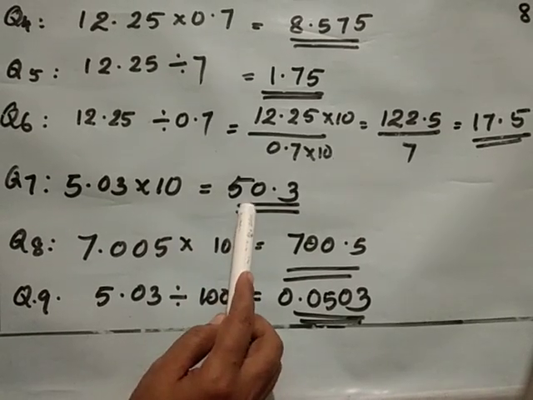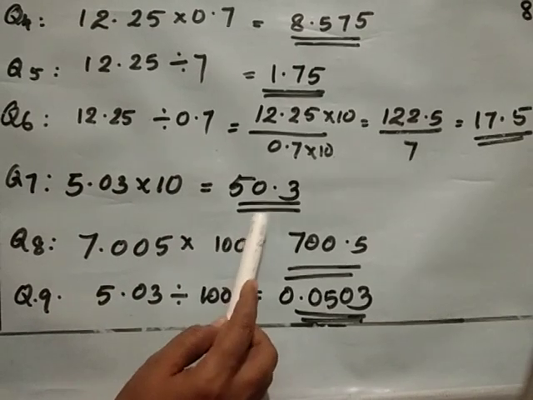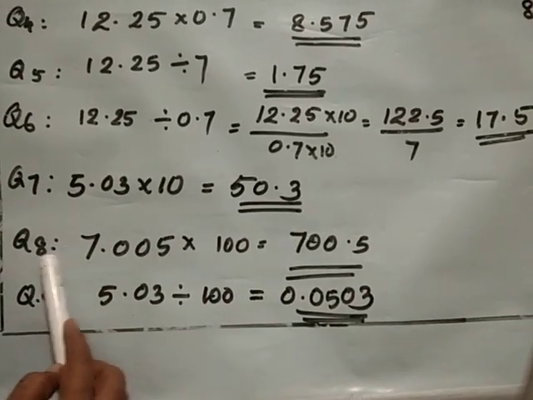So here we got the answer 50.3. The decimal point moves 1 place, so we get 50.3. 50.3 is the answer. Question number 8.